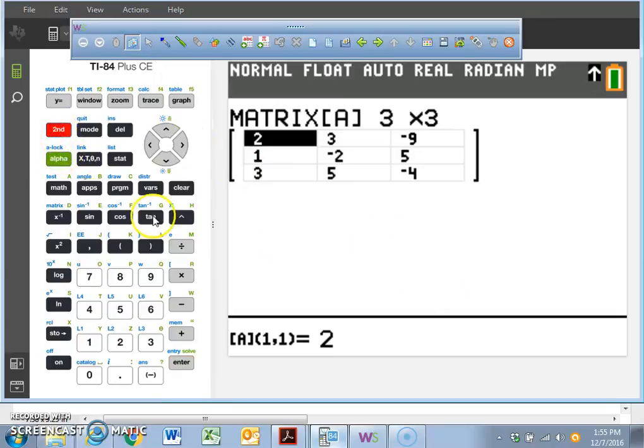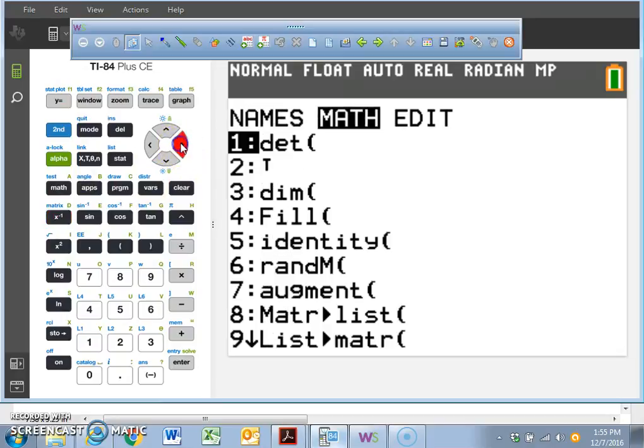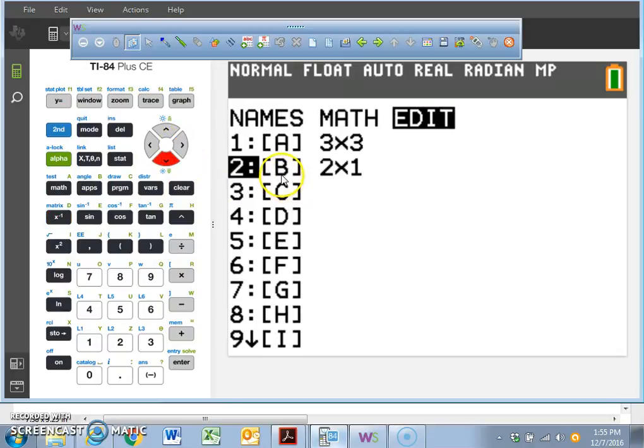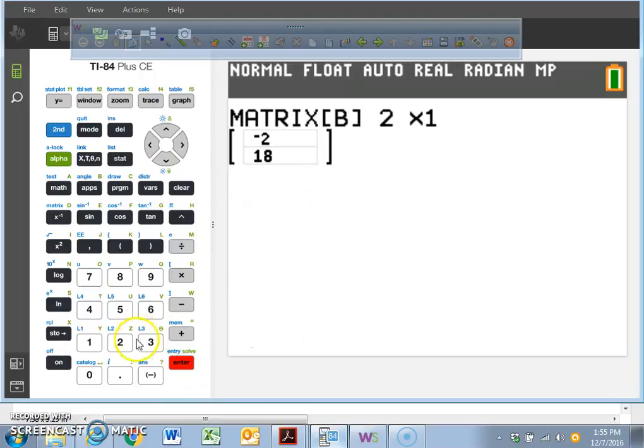Anybody can shout it out. What do we got to build next? B. B, correct. So second, x to the negative 1. Go to the right twice where it says B. You can either hit number 2 or scroll down. We're going to make this a 3 by 1.